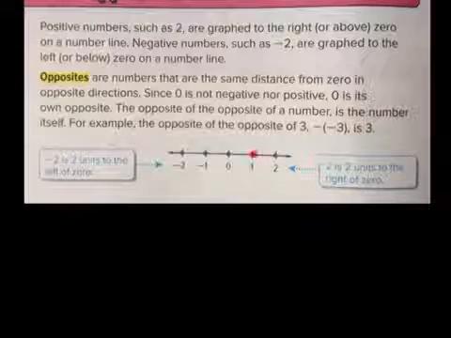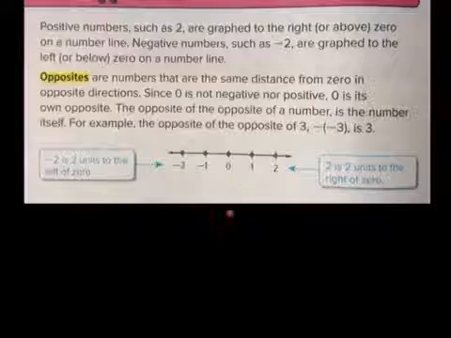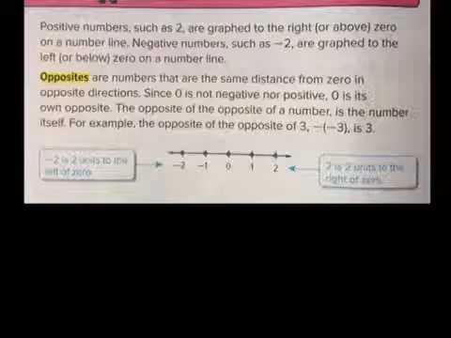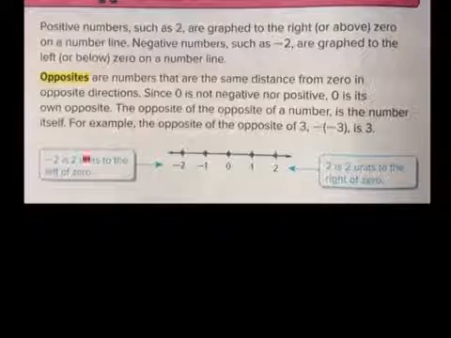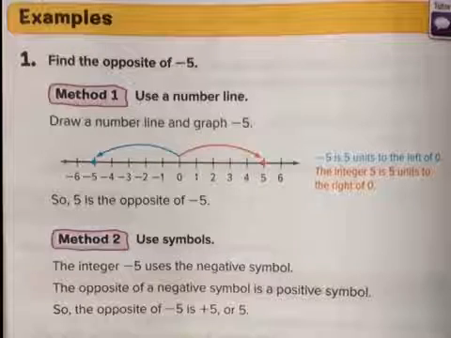Now, if we were using a graph, this would be our x-axis, and we could draw another line through the 0, which would make our y-axis. And this is important to know because soon we'll be graphing ordered pairs, such as -2 and 2, and so on. Here we have example 1 and how to find the opposite.